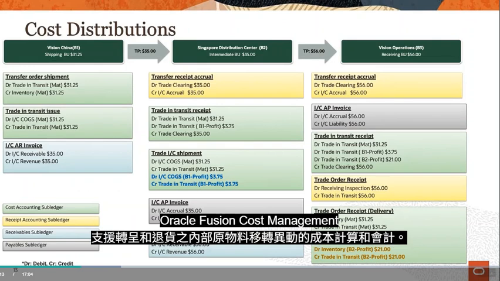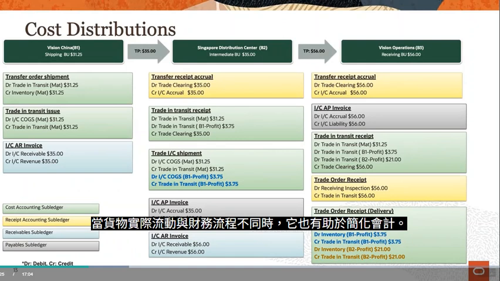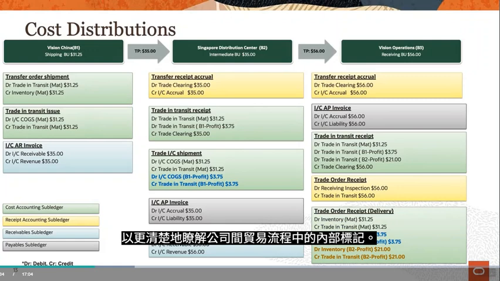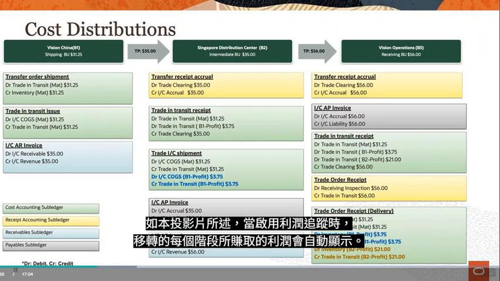Cost management also helps in providing better visibility of internal markups in intercompany trade flows by automatically tracking profit earned on internal transfers using a separate cost element of type profit in inventory. In this slide, when profit tracking is enabled, the profit earned at each leg of the transfer is tracked automatically. For example, received in Vision Operations, B3, at a price of $56, segmented into profit earned by Vision China business unit, the Singapore distribution at $21, and then the original cost of the material, which is $31.25.